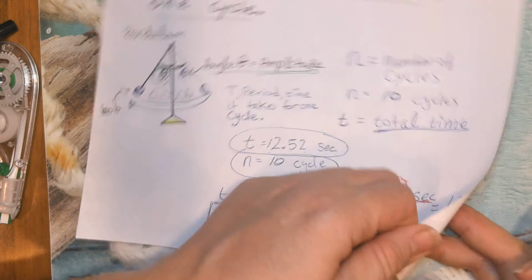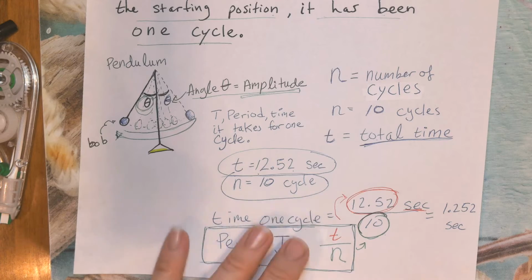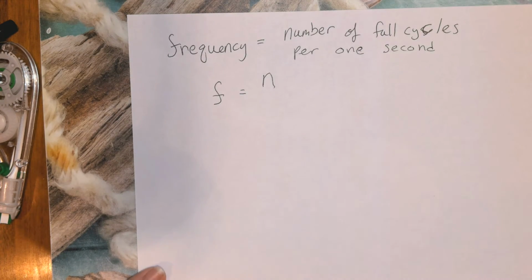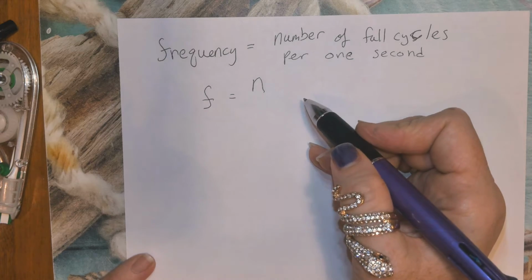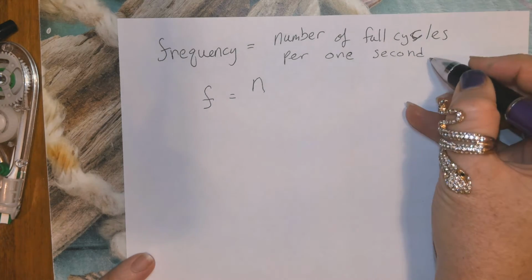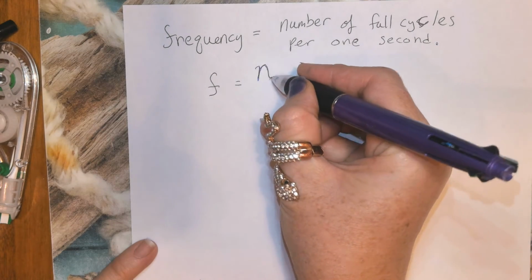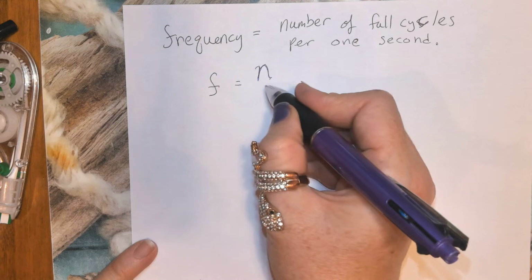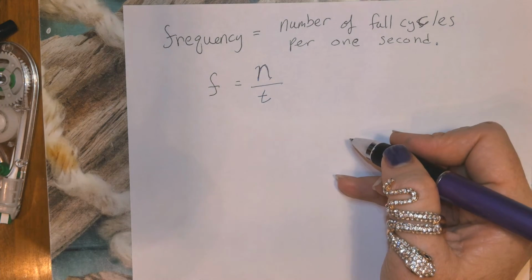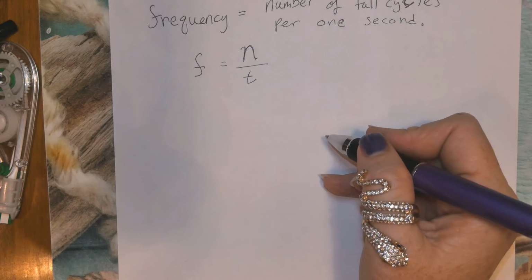After the pendulum lab, we started lesson 2.0. We began by talking about frequency. Frequency is the number of full cycles per 1 second, and we can represent frequency with a mathematical equation. F equals n over the total time. Let's try an example of frequency.